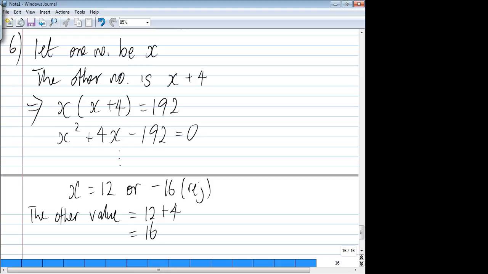So do a quick check. 16 times 12. Yep, I get 192. Okay. Sorry, what is the other number? Did you show me how you get 16? You must show me. Okay, so the two numbers are 12 and 16. Yes. You mean 16 and 12? Yeah, you can. It's the same thing. Okay, I just want the two values, 12 and 16.